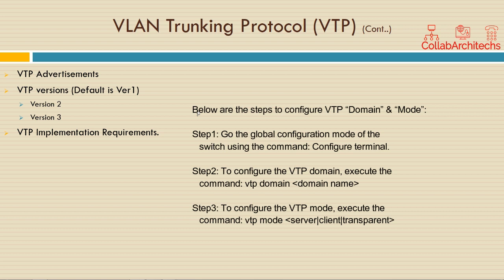Below are the steps to configure the VTP domain. Step 1, go to the global configuration mode of the switch using the command configure terminal. Step 2, to configure the VTP domain, execute the command vtp domain and the domain name. Step 3, to configure the VTP mode, execute the command vtp mode and then type whatever mode you want: server, client, or transparent.